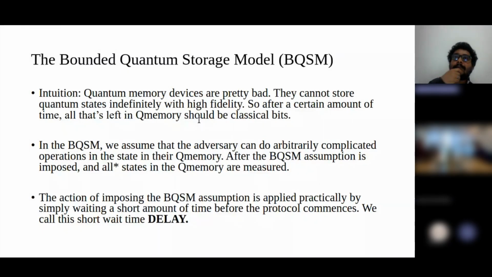And I'm mentioning this for a very good reason, because even in classical cryptography, Maurer introduced bounded memory assumptions and showed some very nice results early on. In fact, the bounded quantum memory model was inspired by Maurer's work in the classical domain. But that's just an aside.